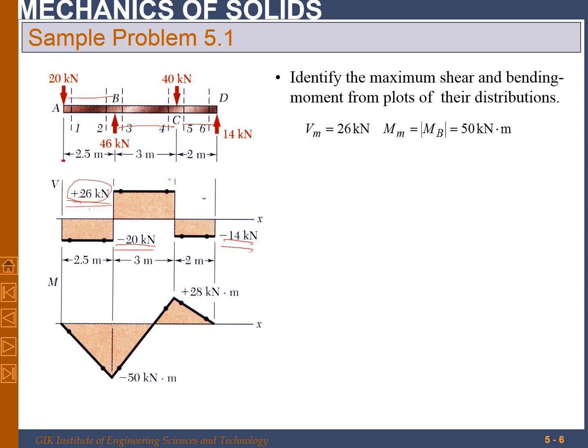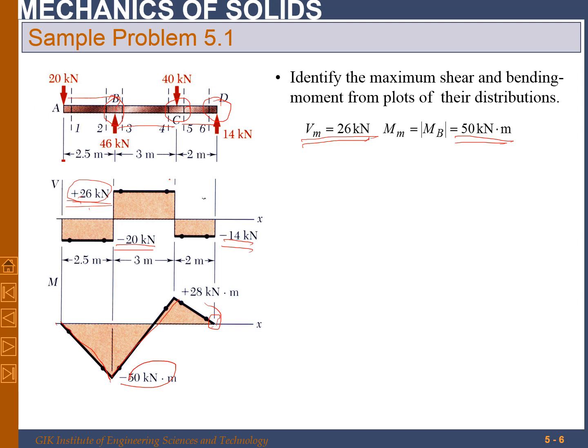And if you remember from the previous slide, if you draw the bending moment diagram, it's 0 at A, then it will change linearly, and it's minus 50 kilonewton meter at B, and then from minus 50 to 28 kilonewton meter at C, and from C to D it again changes linearly, and it's 0 at D. Okay, so the absolute maximum bending moment is 50 kilonewton meter, whereas the maximum shear force is 26 kilonewton.